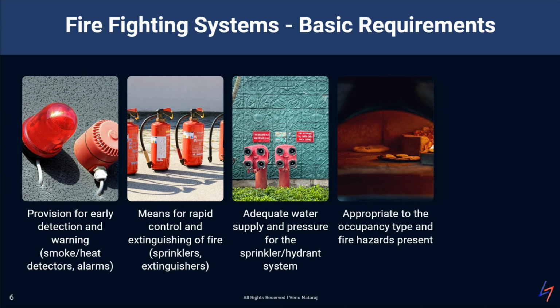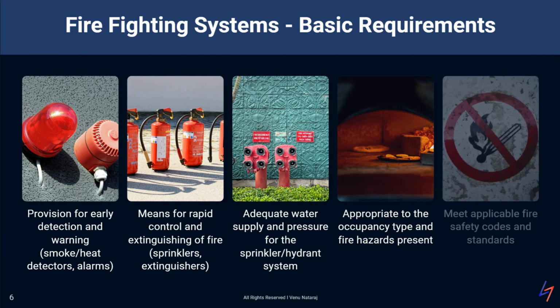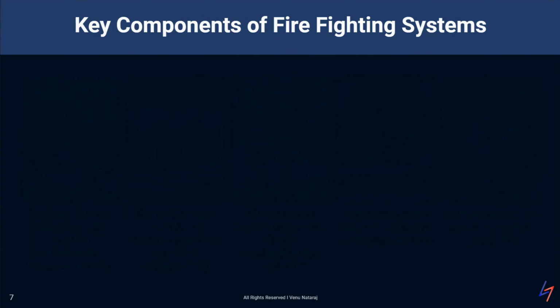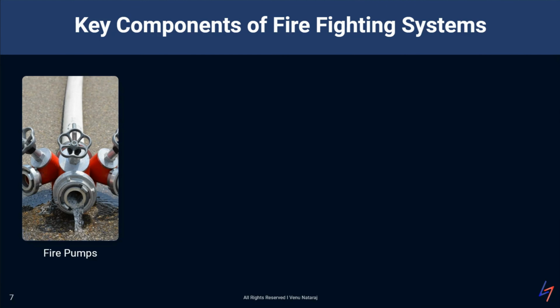Appropriate to the occupancy type and fire hazard present in the building. And meeting applicable fire safety codes and standards. The key components of firefighting systems can be classified as fire pumps, which are required to ensure adequate water pressure for sprinkler and hydrant systems.